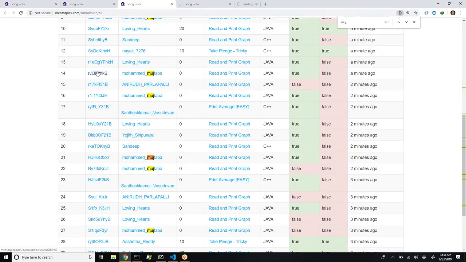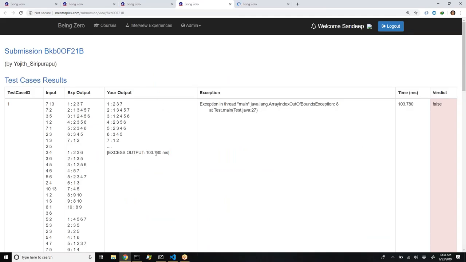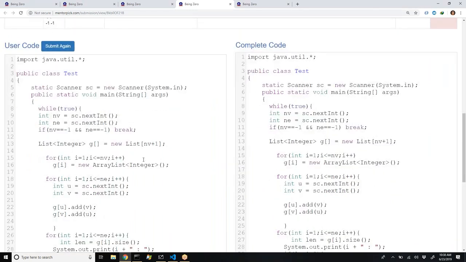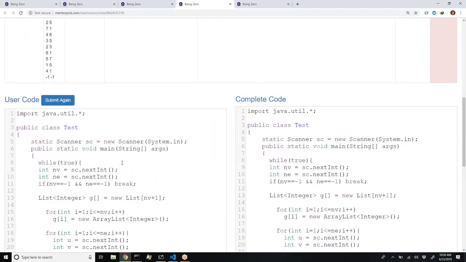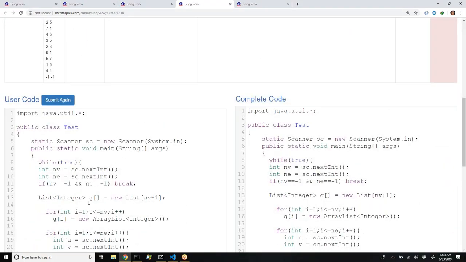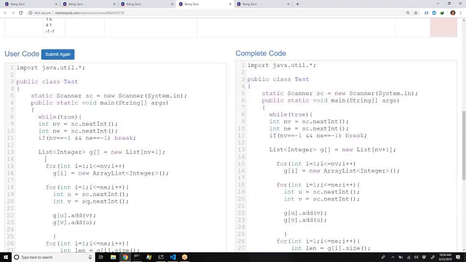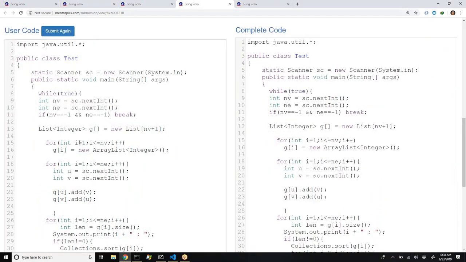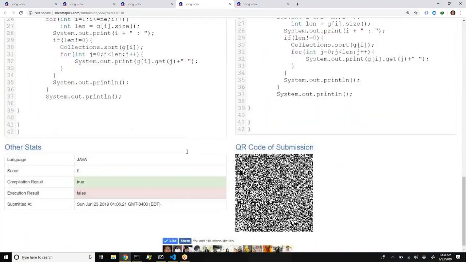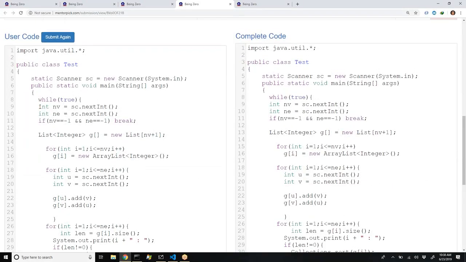Sandeep, only because this question said that the graph is undirected, therefore we added those two lines, right? G of u dot add v and g of v dot add u. That's right, absolutely. If it was a directed graph, we would have inserted only u to v, not the other way. Okay. Yeah, Lavakumar, can you just explain what happens when we add g of u dot add v and g of v dot add u? Sure.